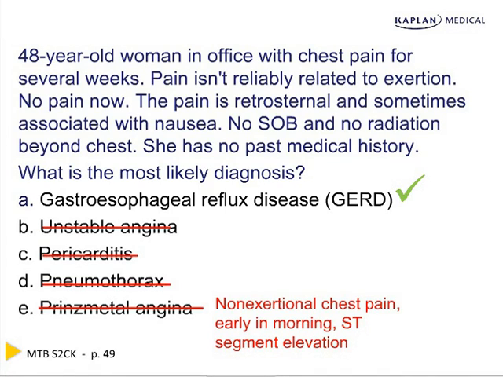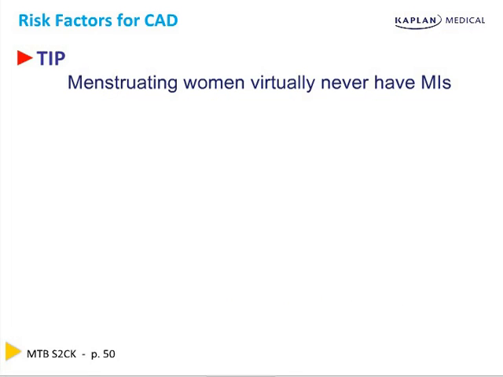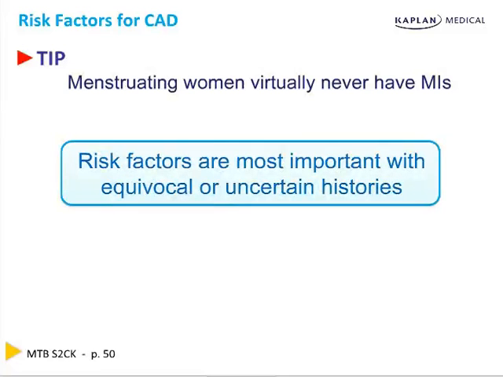So could it be Prinzmetal's? Yes, but reflux disease is roughly 1,000 times more common, and there are also no GI complaints with Prinzmetal's angina. This patient, who is under the age of 50 and menstruating, is exactly the patient for whom risk factors are indispensable to know. In a person like this, who had no risk factors, the likelihood of ischemic heart disease is virtually zero. Menstruating women virtually never have an MI, and the risk factors are important when you're not clear.